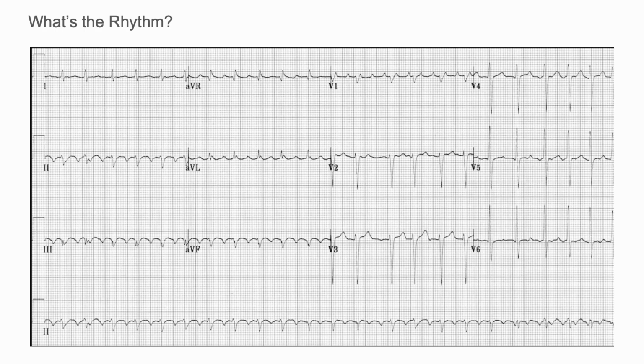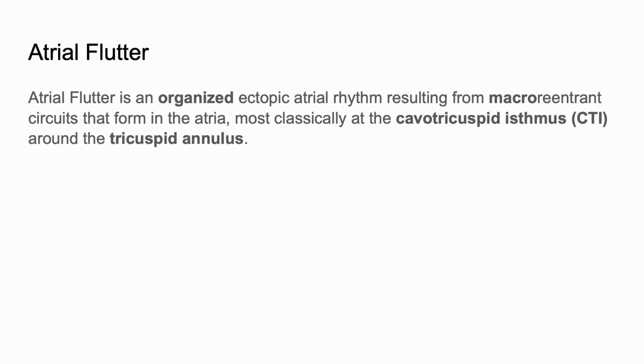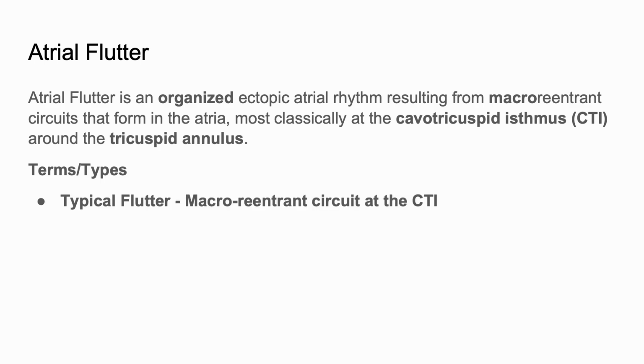Let's find out why and dig a little bit more into this condition. So atrial flutter is an organized ectopic atrial rhythm resulting from macro reentrant circuits that form in the atria, most classically at the cavo-tricuspid isthmus, or CTI, around the tricuspid annulus. The key when thinking about classifying flutter comes down to two general points: location and the direction of the reentrant circuit. Each classification category is essentially just a categorization based on that.